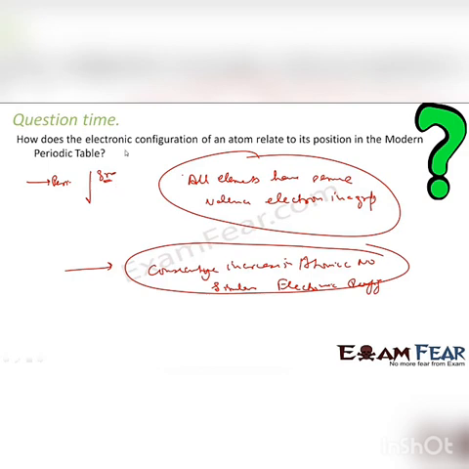So based on electronic configuration, you can actually tell the position of an element. For example, if it is 2,8,2, I can tell that this element is in the third period and group 2. For 2,3, it is the second period and group 13. If I have 2,1, I can say it is in group 1 and the second period. Just by looking at the electronic configuration, I can tell where the element lies.